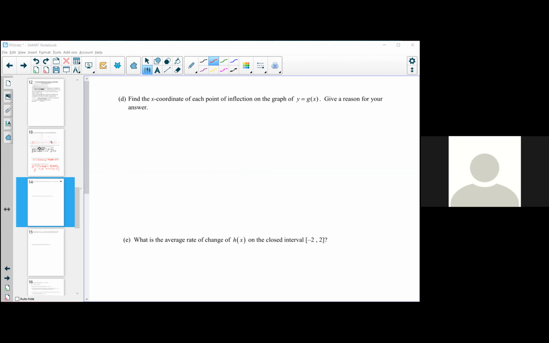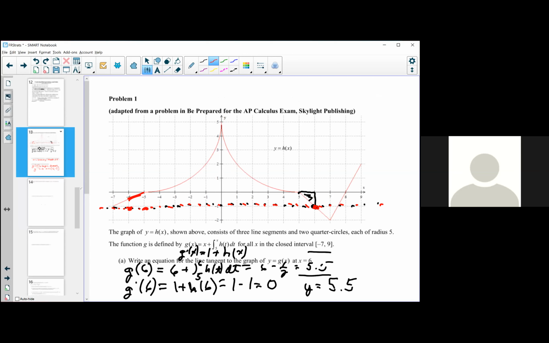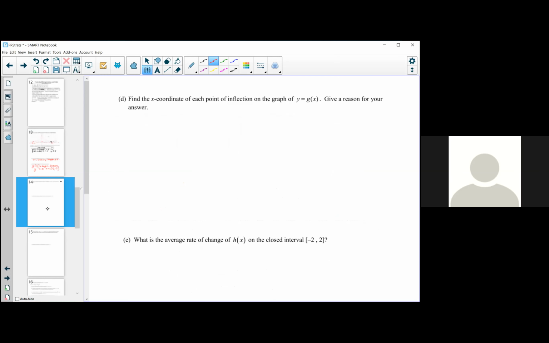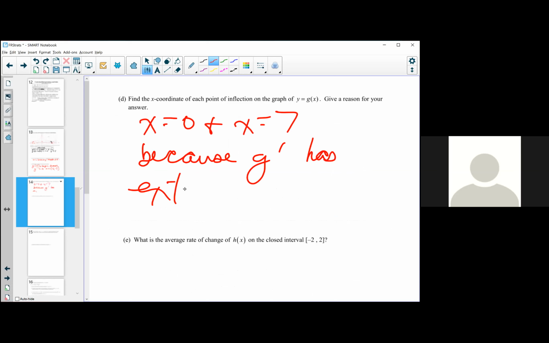So I'm going to just quickly go back here. My graph of g prime is right here. In fact, I don't even have to worry about where the x-axis is if I'm thinking about this problem, because I just need extrema. And so the extrema on g prime occur at x equals 0 and at x equals 7. So that's how you would answer this question. x equals 0 and x equals 7 because g prime has extrema there.